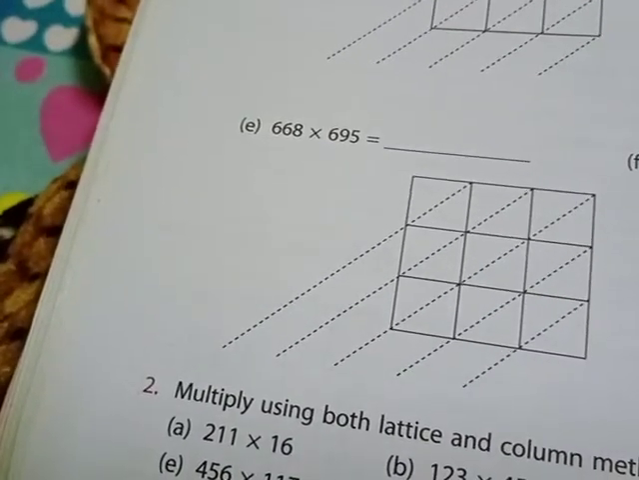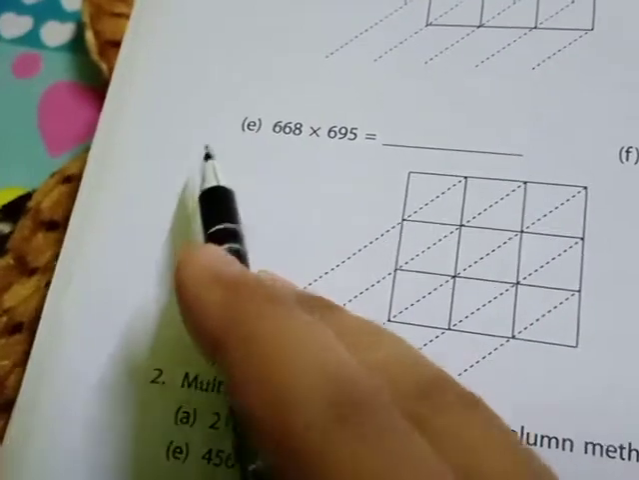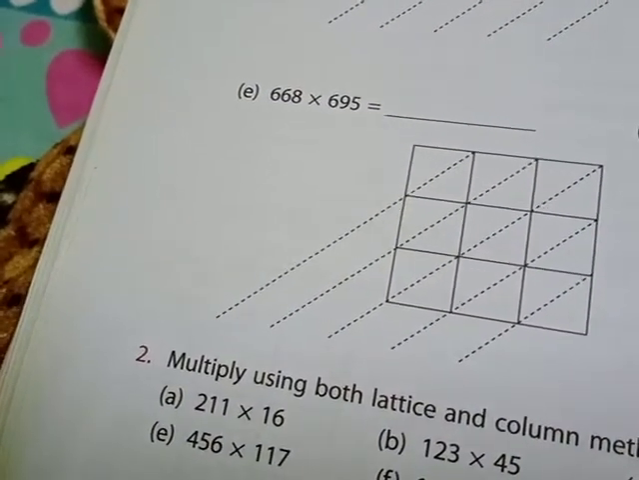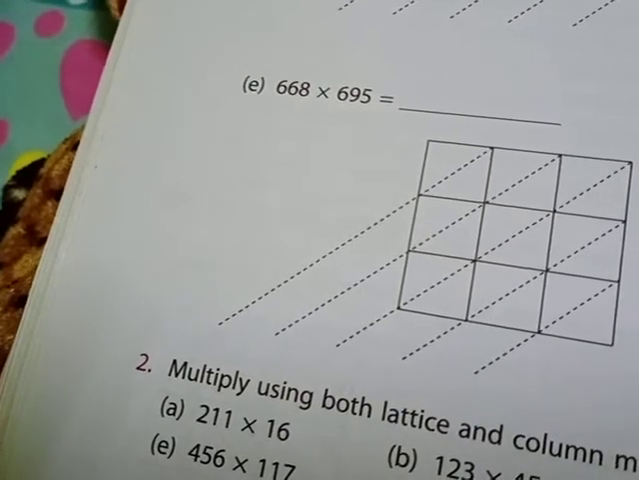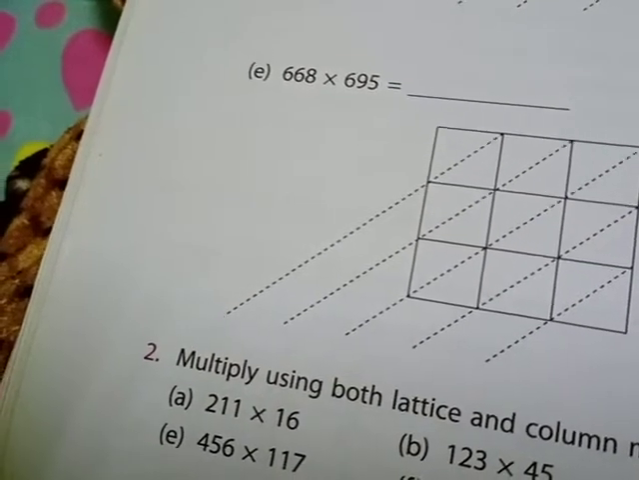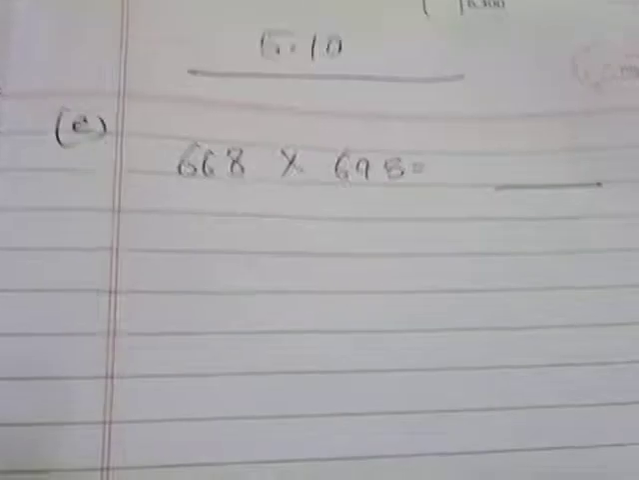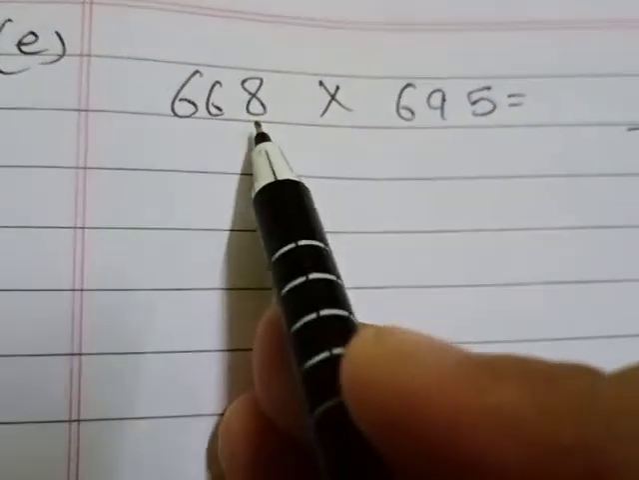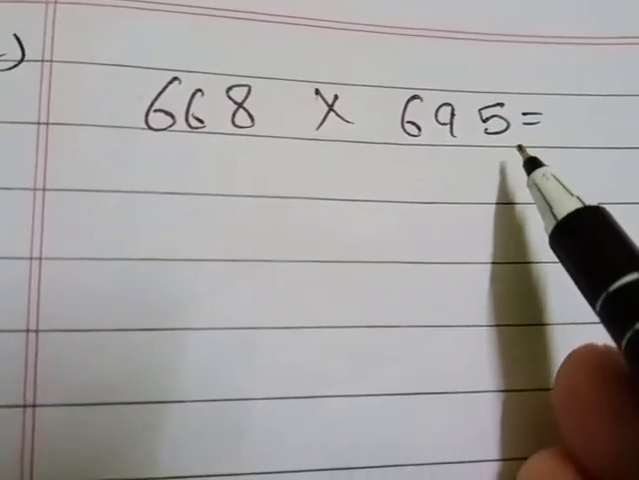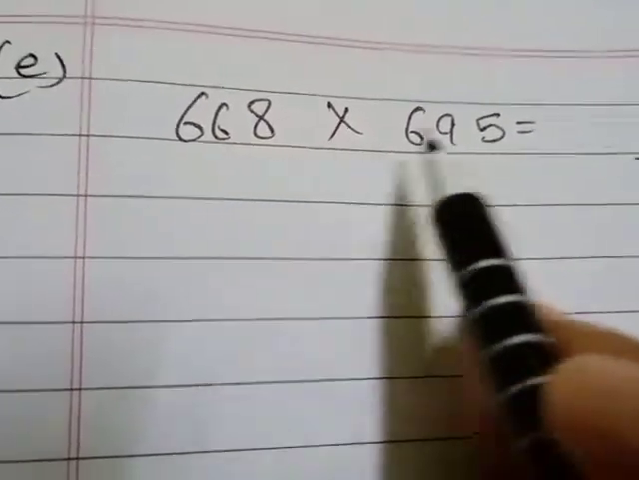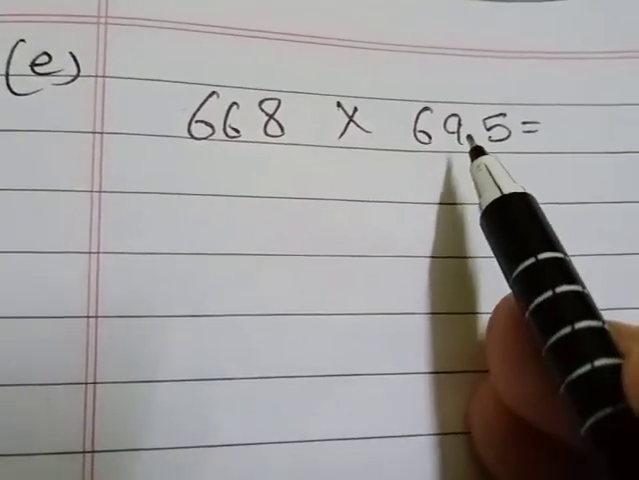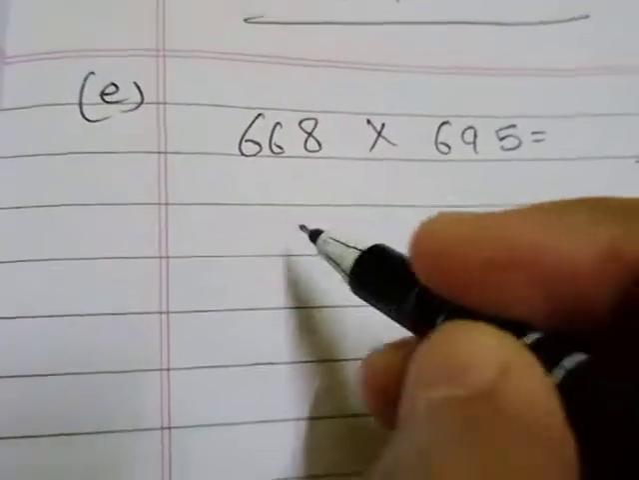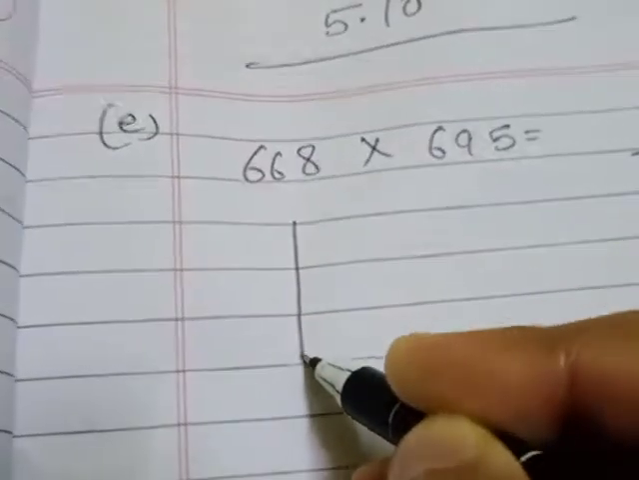Moving forward with question E of lattice method multiplication. In this question it is written 668 multiply 695. Pay attention here. Now here we have a 3-digit multiplicand and a multiplier also of 3 digits. So when we have the multiplicand and multiplier both of 3 digits, then we have to make 3 boxes.